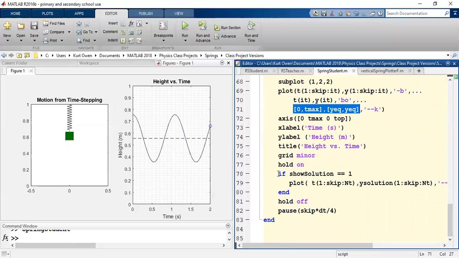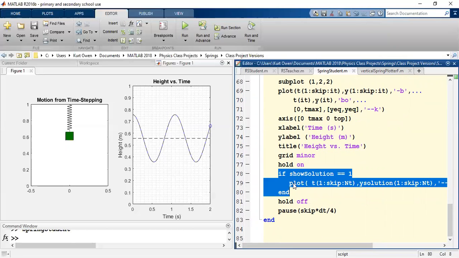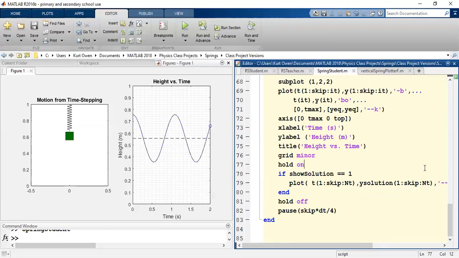And then here, you'll notice if we want to show the solution, then it will add another line to the plot. And there's a hold on and a hold off. Those actually could probably be inside of the if command here. It probably would have been more efficient if I put hold on and hold off inside of that, so they only would happen if we're going to show the solution. So this isn't as efficient as it could be, but it's pretty close.